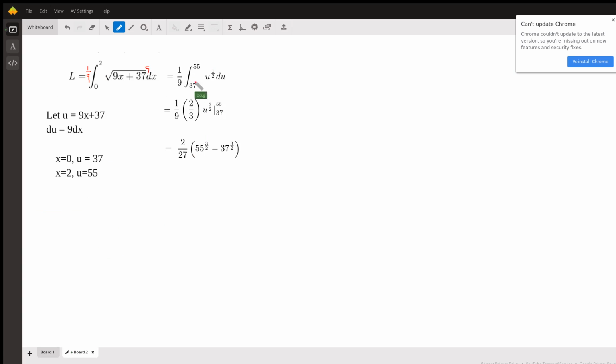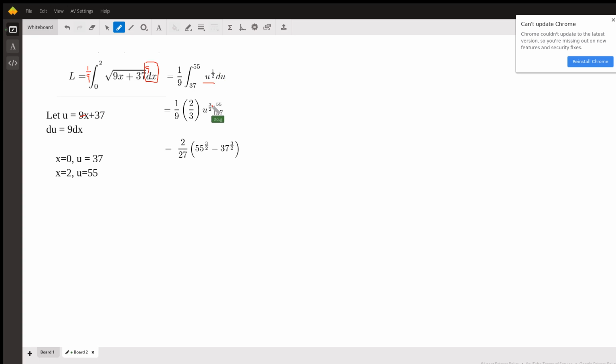If you need a little more help on how to actually evaluate that definite integral, it's a u substitution problem. Let u equal 9x plus 37. Du is 9 dx, so that means if we picture putting a 9 here, so we can get du into the problem, we need to put a 1/9 out front. And by the same token, we need to change the limits of integration. When x is 0, this term drops out. We get u is 37. When x is 2, 9 times 2 is 18, plus 37 is 55.